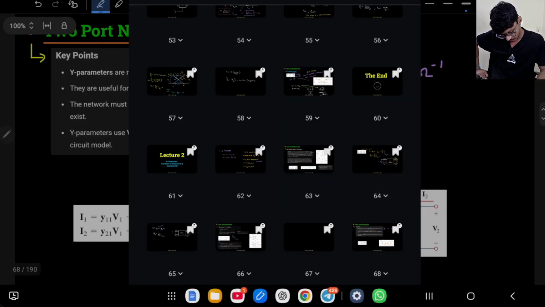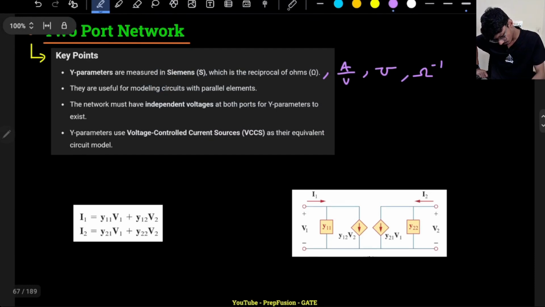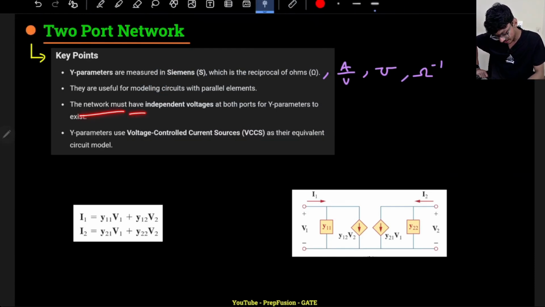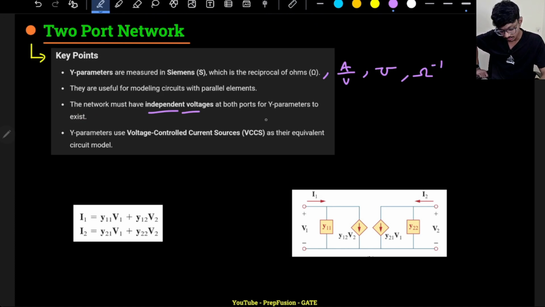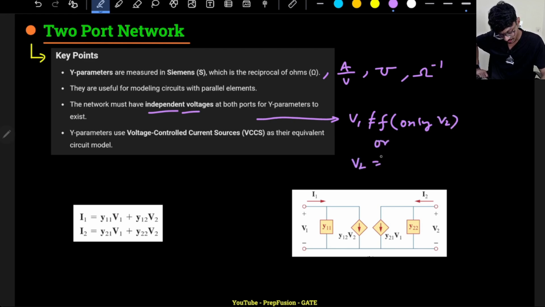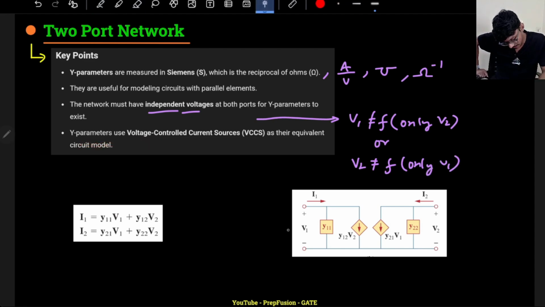Also, another important point is your Y parameter. I have already told you the network must have independent voltages, right? What do I mean by it? That means your V1 must not be a function of only V2, or your V2 must not be a function of only V1. And with Y parameters, the model will contain a voltage controlled current source. Why voltage controlled current source? Because I can write the current in terms of voltage. So it is a current source but dependent on voltage.